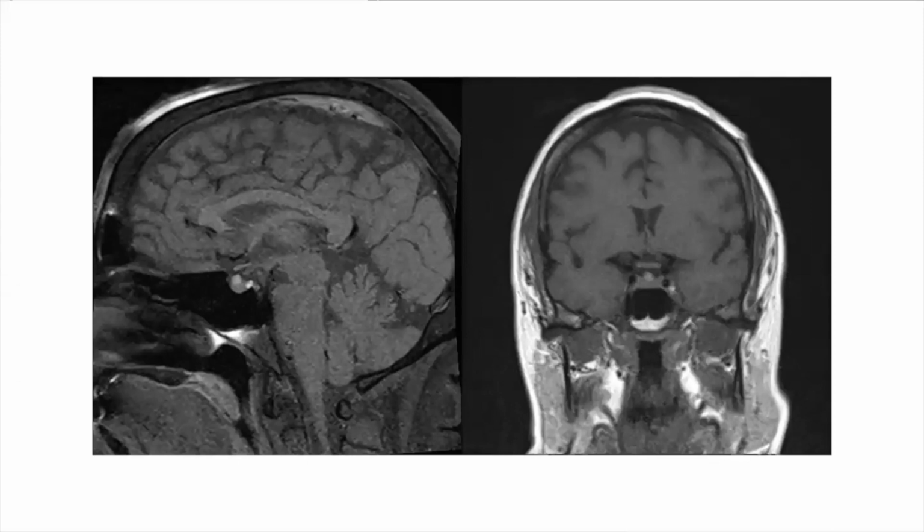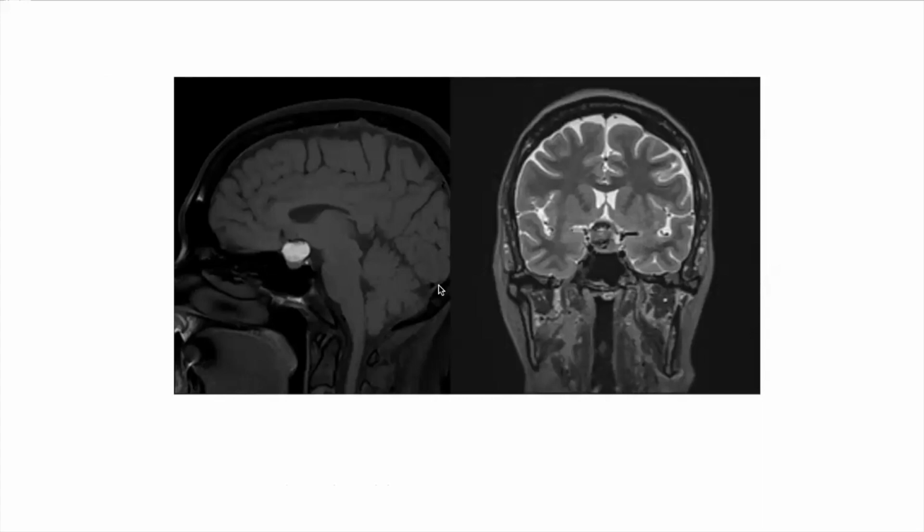Now, this is probably the most common thing I see in my practice: these small cystic structures, either in the pituitary gland or separate from the pituitary gland, with T1 shortening. And this is most likely a Rathke's cleft cyst.